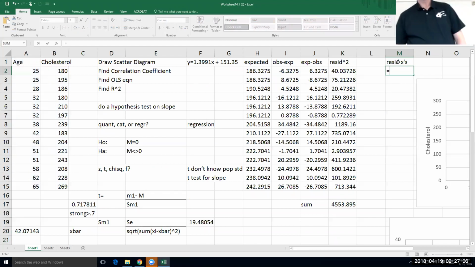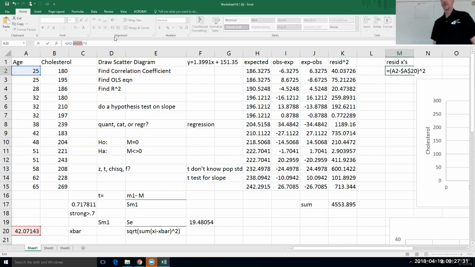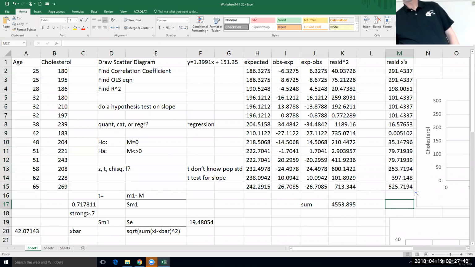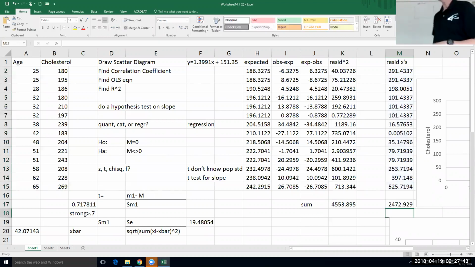Okay, so I'm going to take the 25, I'm going to subtract the 42, and I'm going to square it all in one step because I don't need to plot this. And I do want to F4 the A20, very good. All right, so I can do that. Now I'm going to copy that down, and I'm going to add them up. So I get 2472.929. Does that make sense?